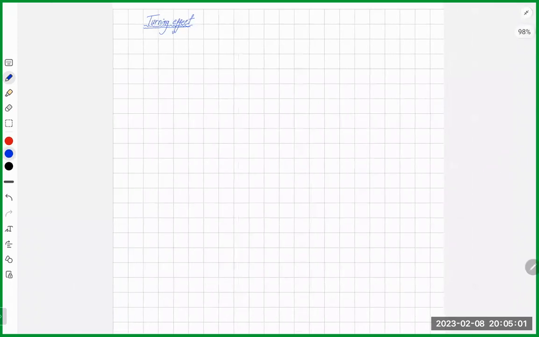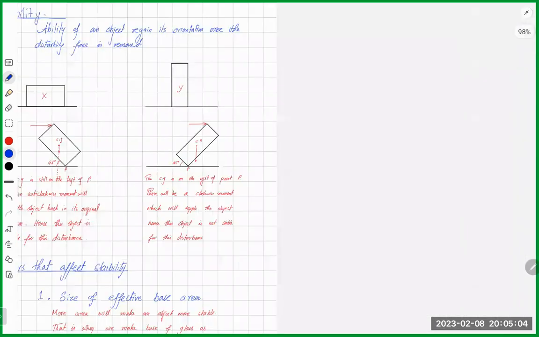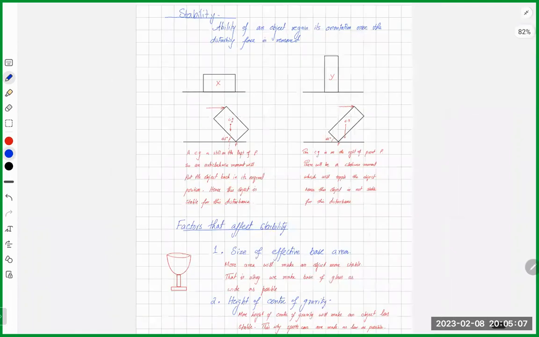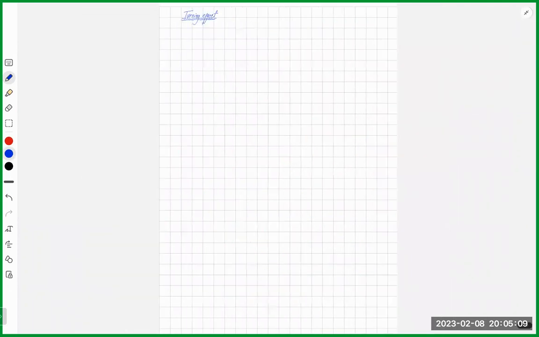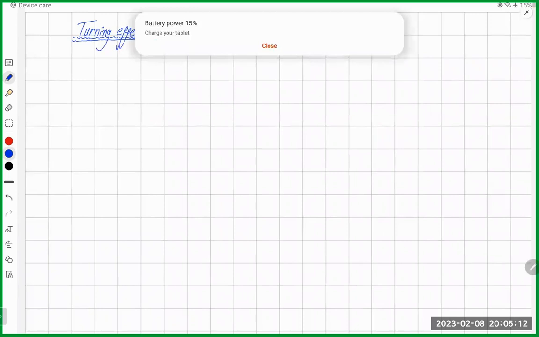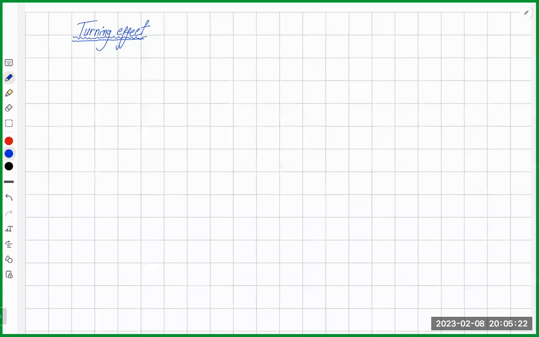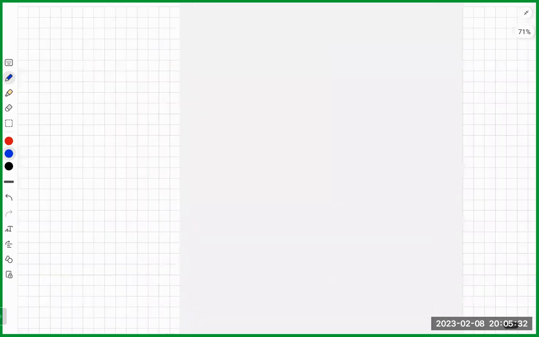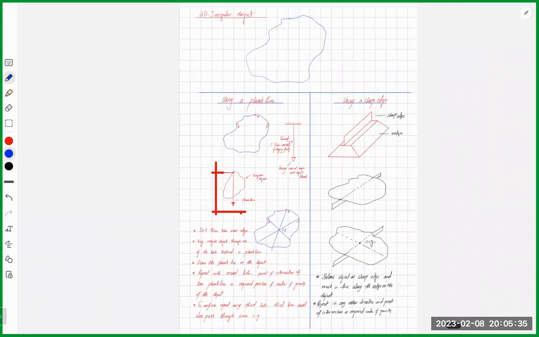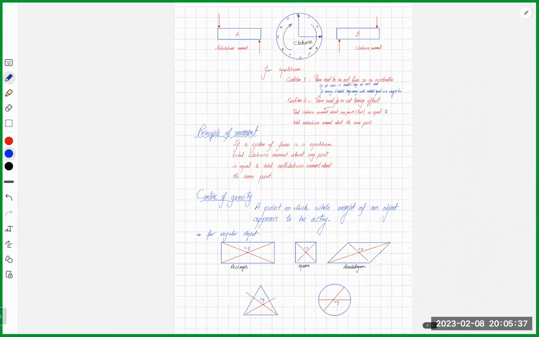Okay, in last class we were discussing stability and center of gravity. Today we will start with turning effect. Turning effect is when forces are trying to turn an object, as is very clear from the name. If forces are acting on an object, and remember, to have turning there must be multiple forces acting at the same time. When multiple forces act on an object at the same time, they are not acting on the same line of action, as we discussed earlier.